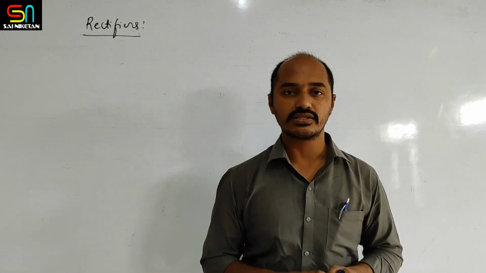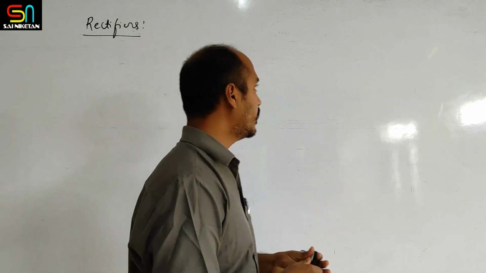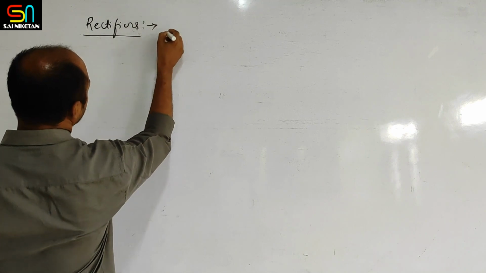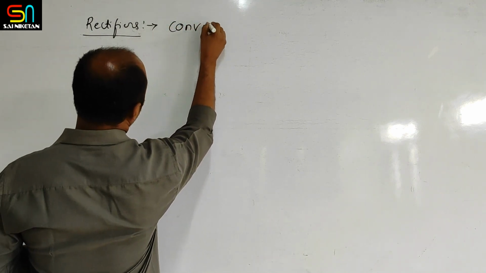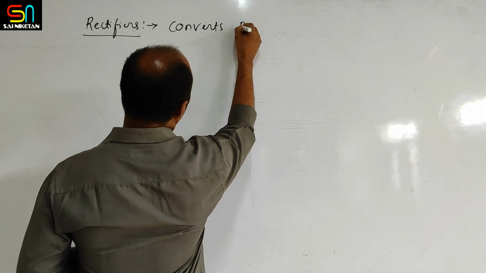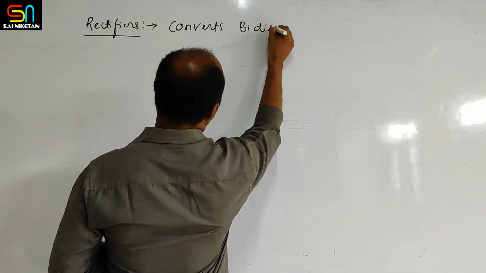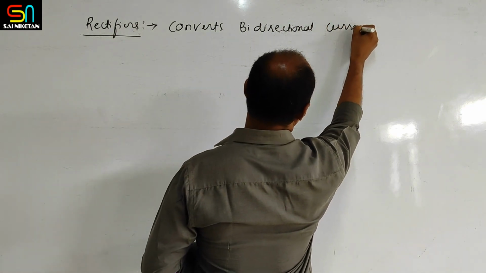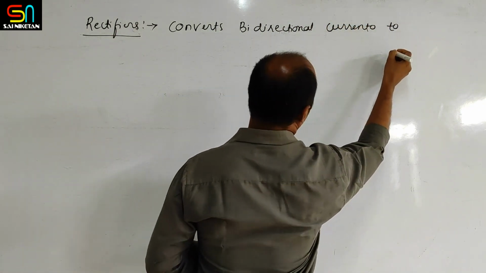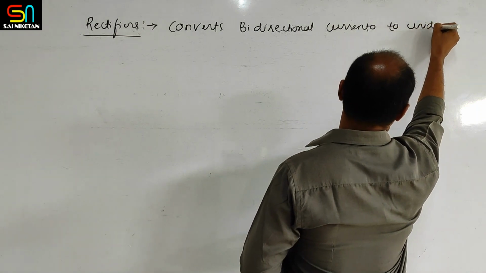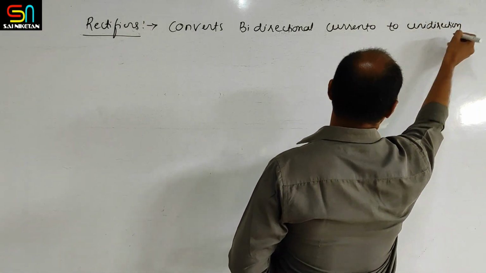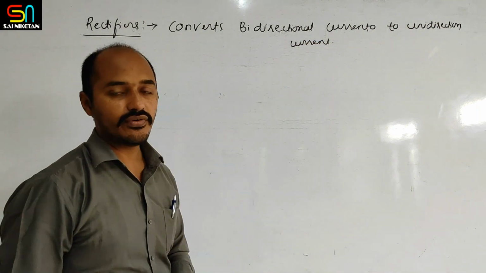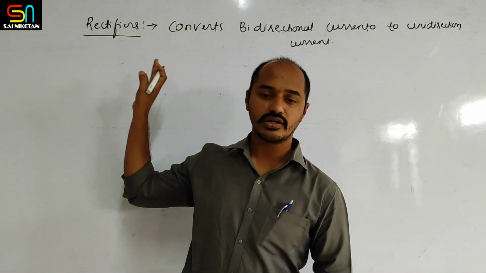So what do you mean by bidirectional current? If you take an AC current, first I'll write what you mean by rectifiers. Rectifiers convert bidirectional current to unidirectional current. So rectifiers are the devices which convert bidirectional current into unidirectional current.